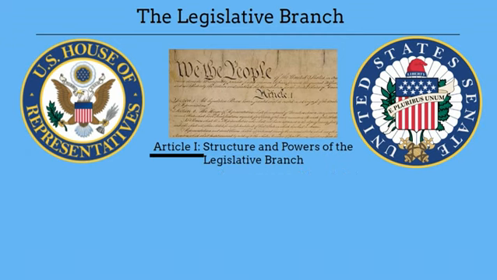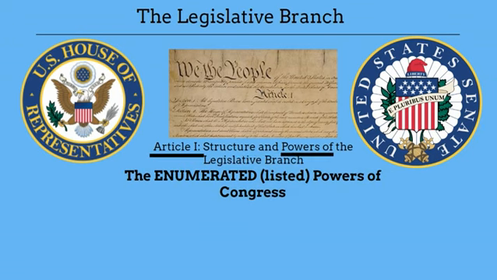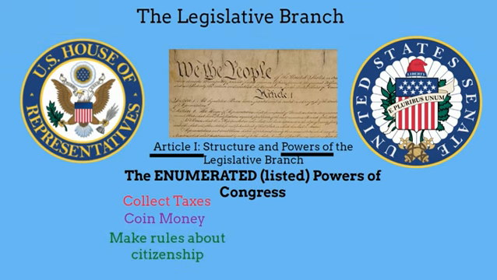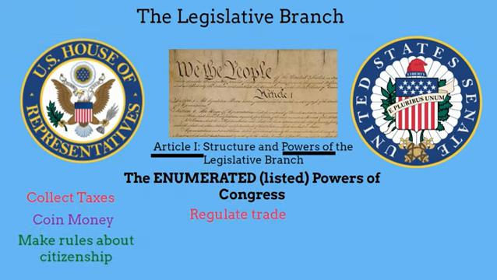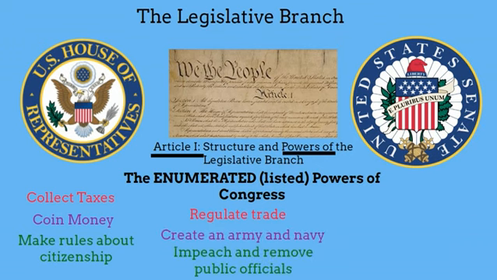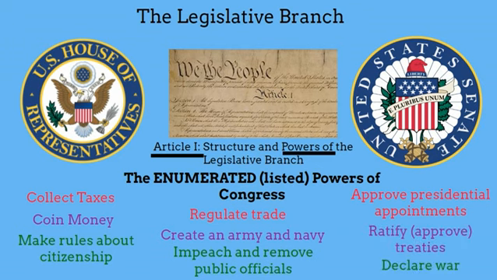Article 1 provides the enumerated or listed powers of Congress. These include the power to collect taxes, coin money, make rules about citizenship, regulate trade, create an army and a navy, impeach and remove public officials, approve presidential appointments, ratify or approve treaties, and declare war.